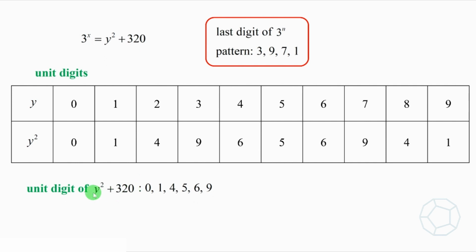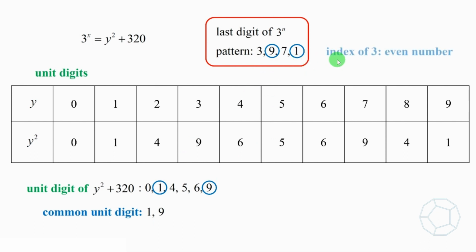Now, we can check out when the left-hand side and right-hand side have the common unit digit. It can only be 1 or 9. More importantly, it happens when we have 3 squared, 3 to the power 4, and adding multiples of 4 to the index. In other words, the index of 3 must be an even number. This is the key to solve the problem.